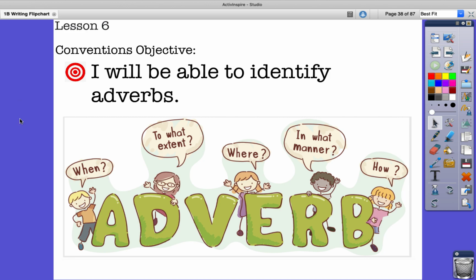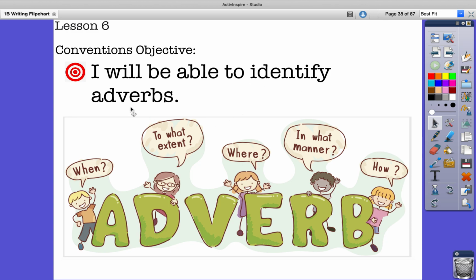Hello, second grade writers. Today we're going to continue with lesson 6, our conventions objective. If we look here, the target or objective of our lesson is I will be able to identify adverbs.